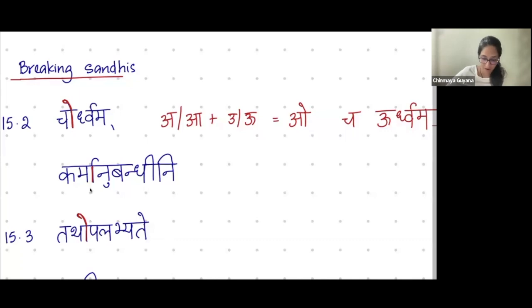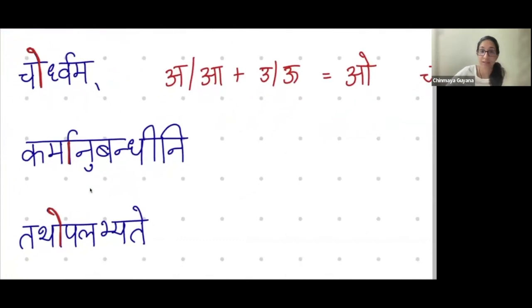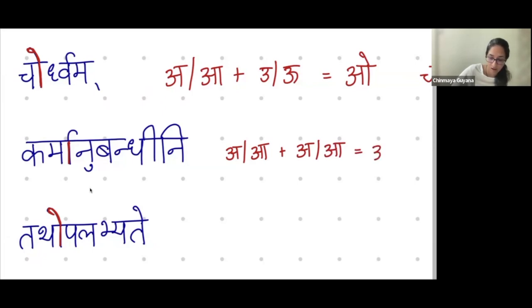Karmanubandhini. Karmanubandhini. How does a form? A or a plus a or a equals a. So that means our first word is going to be karma or karma. And the second word is going to be anubandhini or anubandhini.